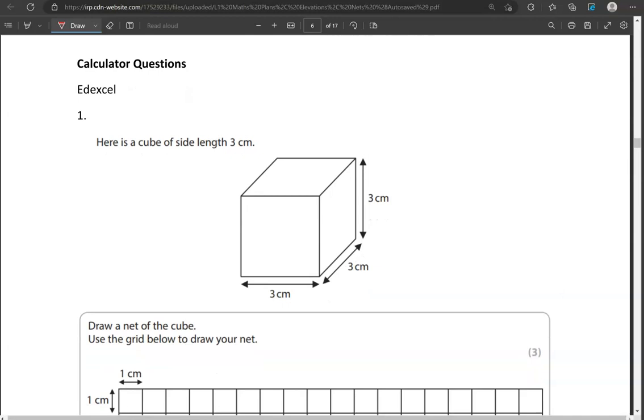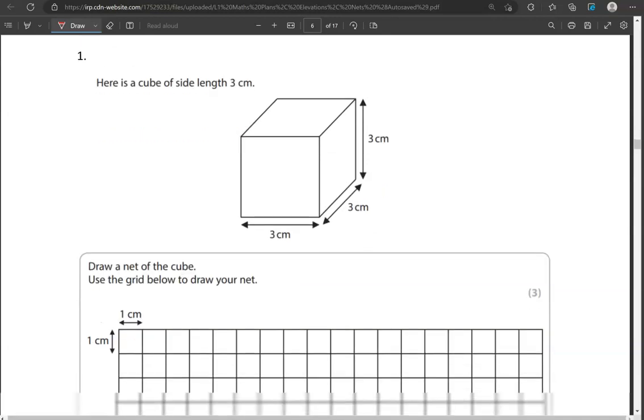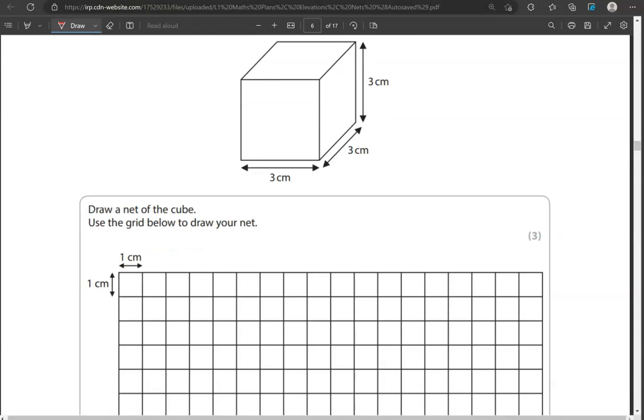We now move into the calculator questions. Here is a cube of side length 3 centimeters. Draw a net of the cube. Use the grid below to draw your net. So we can see the dimensions 3 centimeters by 3 centimeters by 3 centimeters. And we've got the key given to us. So the square length is 1 centimeter on the grid.